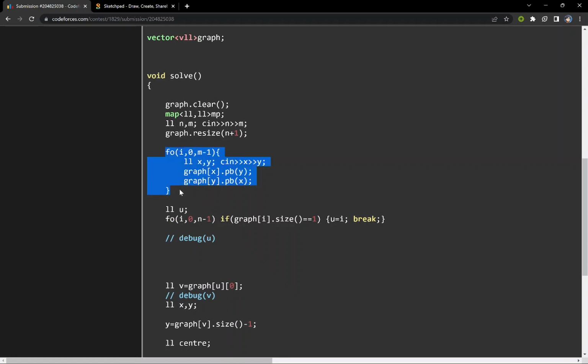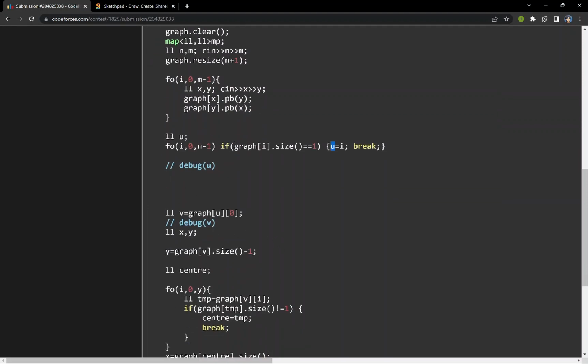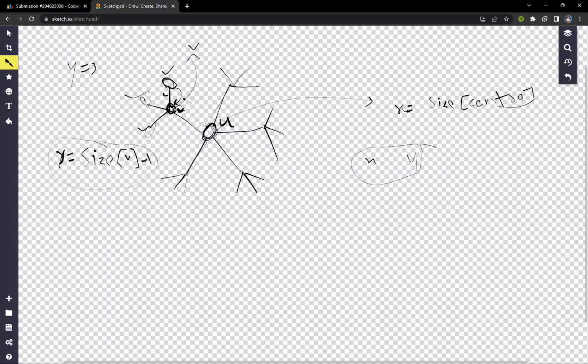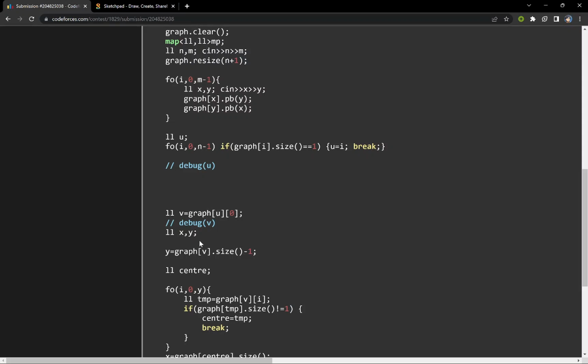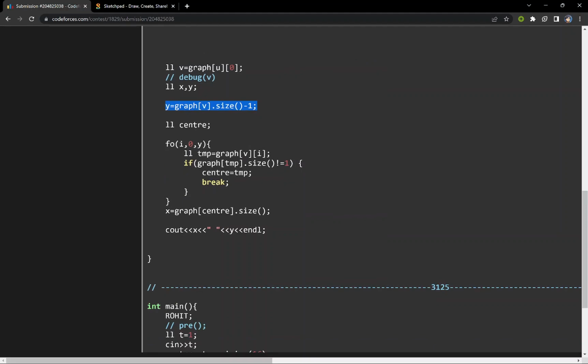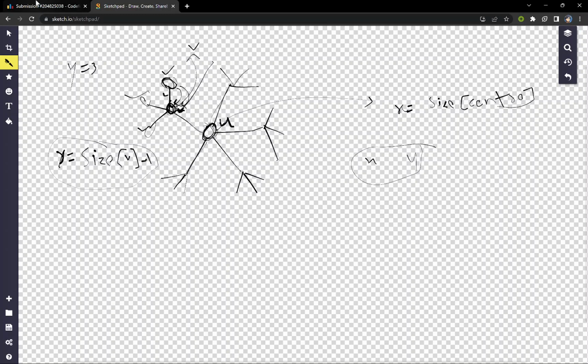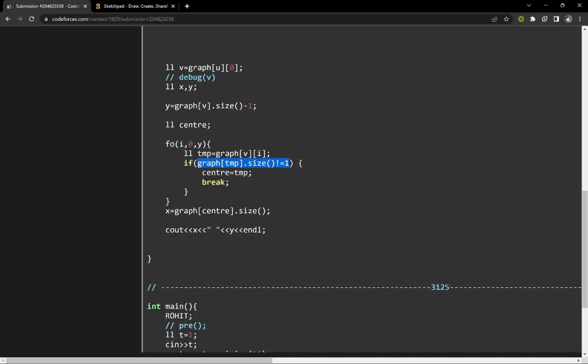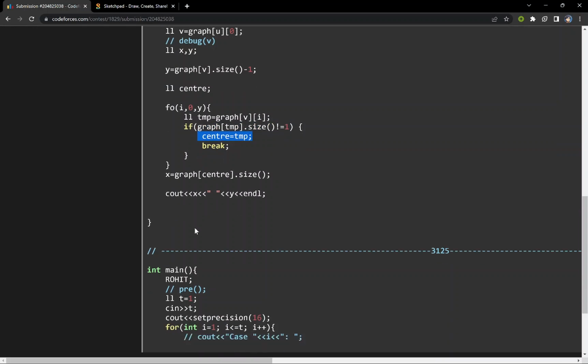I have taken the graph as input, and I have found the first leaf node. I have marked it as u, and it has only one neighbor, so I go to that neighbor, which will be v. Now y will be the size of graph of v minus 1, and I am finding the center. For finding the center I am finding all the neighbors which are not leaf nodes. If the size of the neighbor is not equal to 1, then our center will be that neighbor, and we will print x and y.